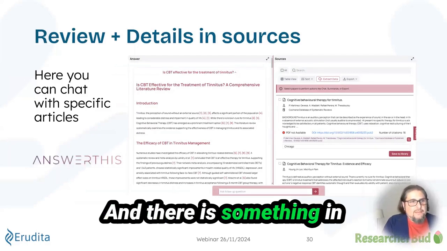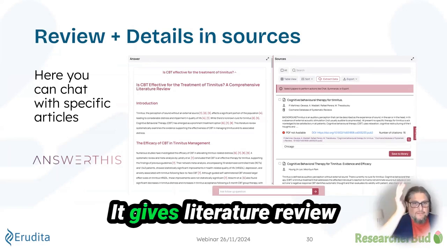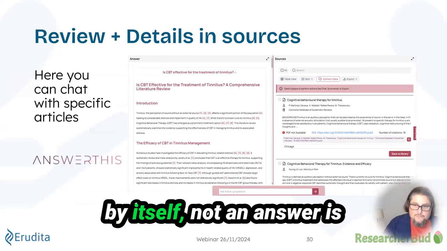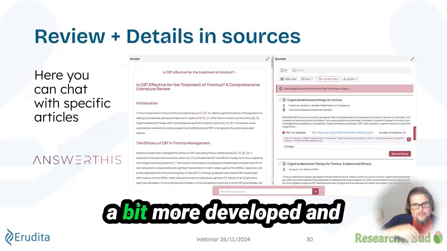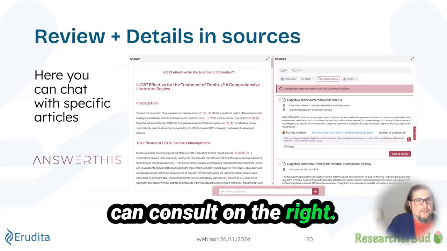And there is something in between that is Answer This, which is quite okay. It gives a literature review by itself, not just an answer, so it is a bit more developed, and all the papers can be consulted on the right.